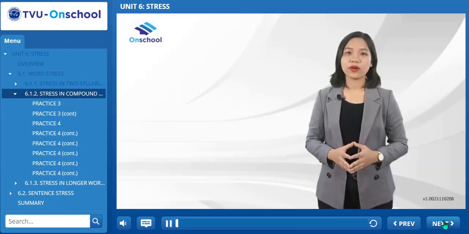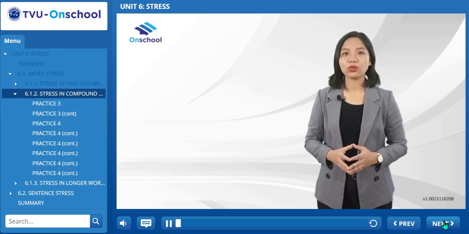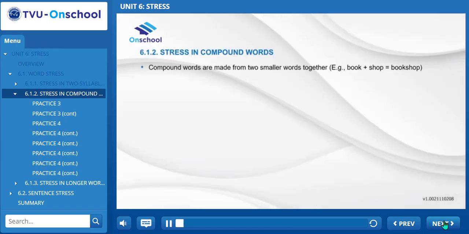Now, let's try to find the word stress in compound words. Compound words are made from two smaller words merged together. For example, book, shop, bookshop. In most cases, the stress is on the first syllable of compound nouns.